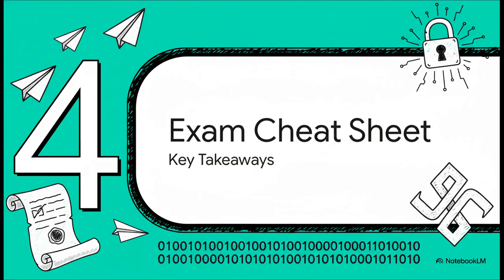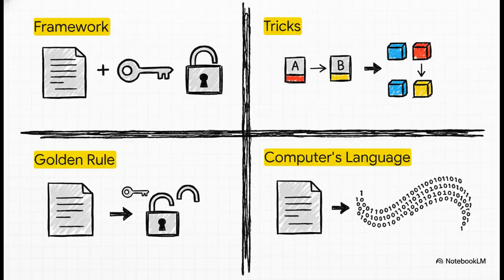All right, we have covered a lot of ground, from secret notes in class all the way to binary code. So for anyone studying this, maybe for an exam, let's pull everything together into a quick cheat sheet. These are the absolute must-know takeaways. So here are the 4 big ideas. First, the basic framework. Plaintext plus a key gives you ciphertext. Got it? Second, the 2 main tricks are substitution, which is just swapping, and permutation, which is just shuffling.